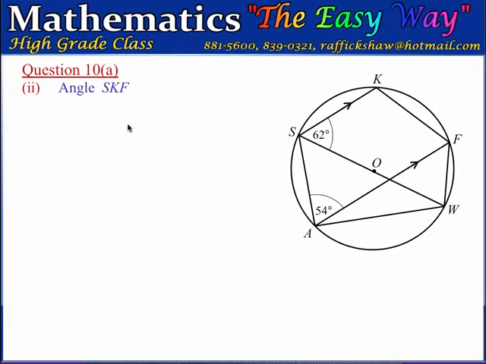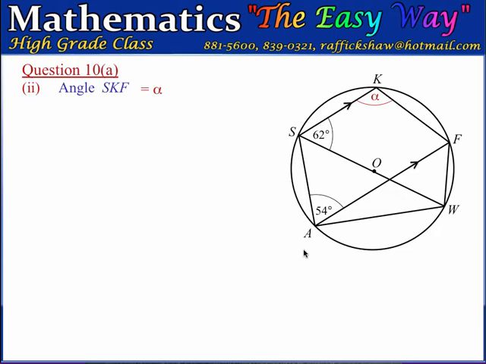Now part 2 wants us to find angle SKF. That's this angle right here. Let's call that angle alpha and mark it on the diagram. We're trying to find this angle alpha, angle SKF. Now this angle alpha is one of the angles in this cyclic quadrilateral, AFKS. This is a cyclic quadrilateral because the four vertices are all on the circumference of the circle.